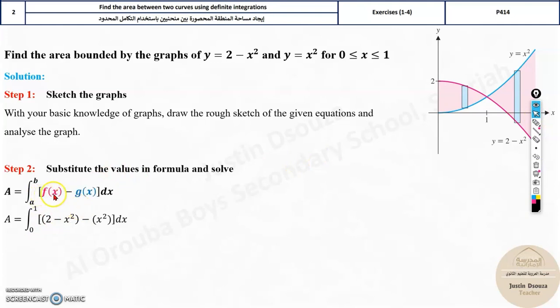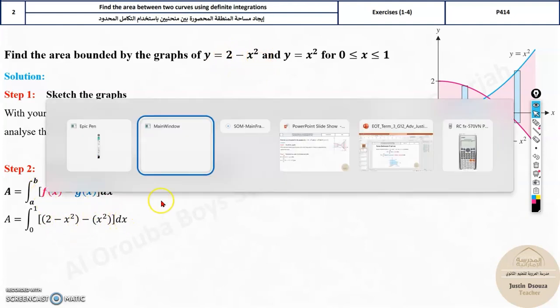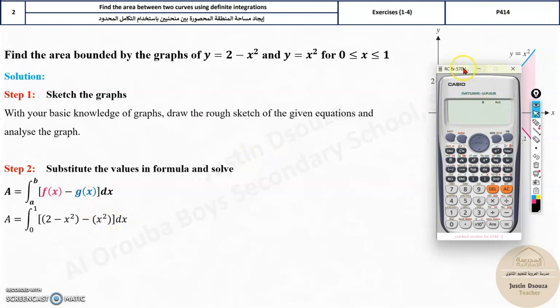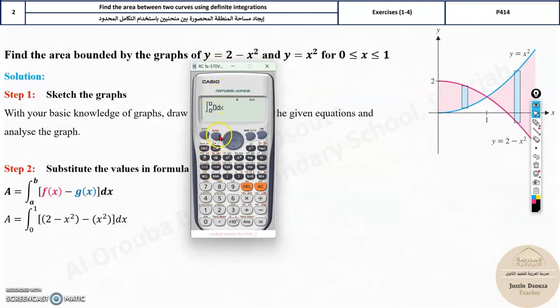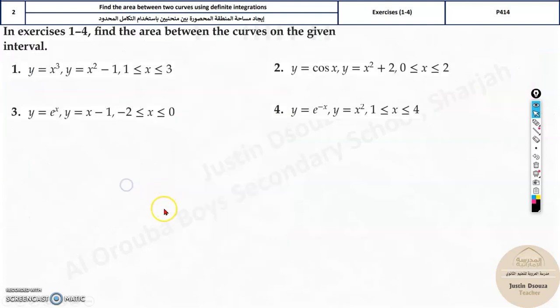The formula is over here, integral of f of x minus g of x dx. Put it over here. 2 minus x squared is the upper function, x squared is the lower function. Put it in the calculator and directly you will get the answer. That is integral. Open the brackets, 2 minus x squared, minus x squared. And the limits are from 0 to 1. And the answer is 4 by 3, or it's 1.33 units square.